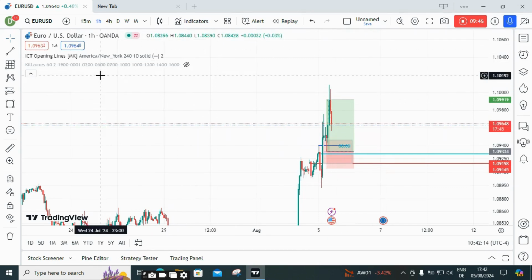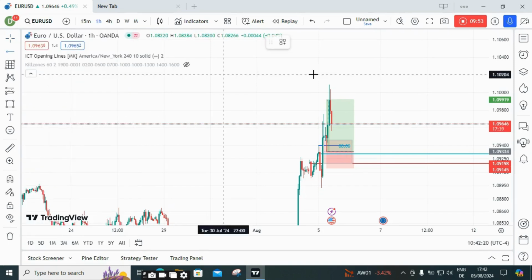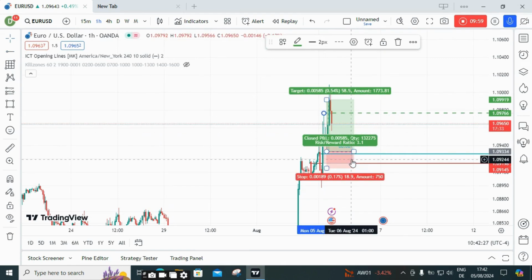At this moment in time, we had our draw on liquidity on this swing high, which it exceeded, and went straight away into our take profit area. So that is it. That is how you can look at order flow. That is how you can improve on your price action trading concepts.